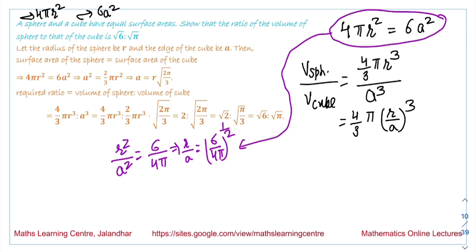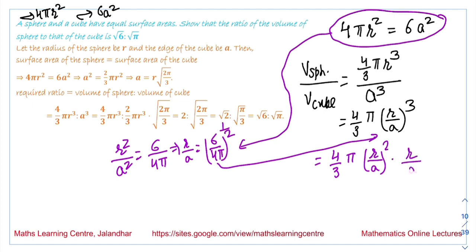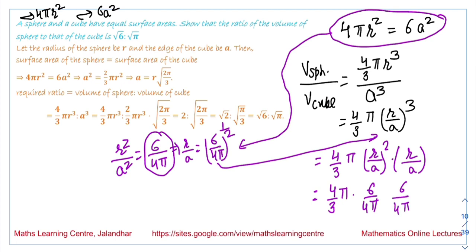Now if we substitute this value over here in this equation, we'll get 4 by 3 pi r by a square into r by a. We can write it in this form. So we will get 4 by 3 pi into (r by a) square, which is 6 over 4 pi, and the value of r by a is (6 over 4 pi) raised to the power 1 by 2.